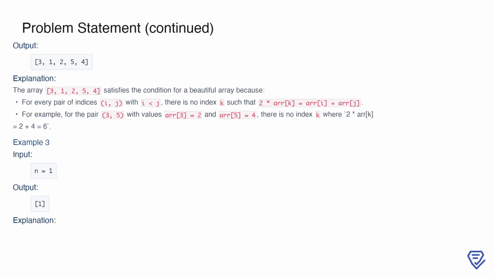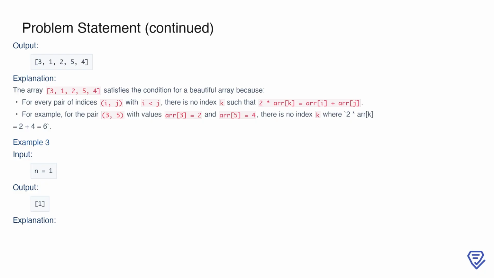In another example, for n equals 5, a valid beautiful array is 3, 1, 2, 5, 4. This array also satisfies the condition that, for any pair of indices i, j, where i is less than j, there is no k such that 2 * arr[k] equals arr[i] plus arr[j]. For example, take the pair 3, 5, with values arr[3] equals 2 and arr[5] equals 4. Their sum is 6, and half of that is 3. In this array, there is no index k where arr[k] equals 3.